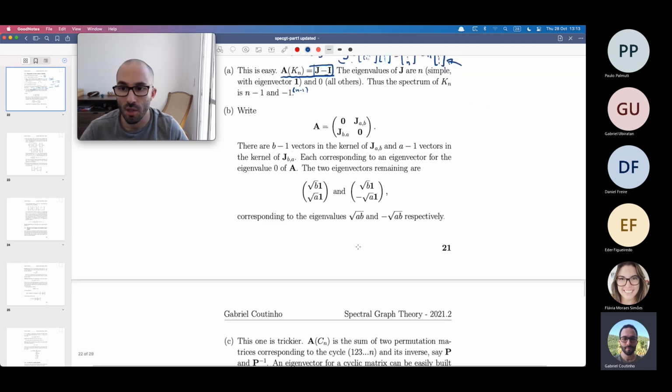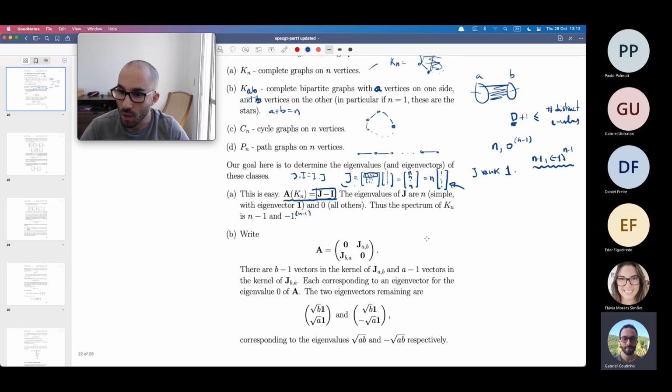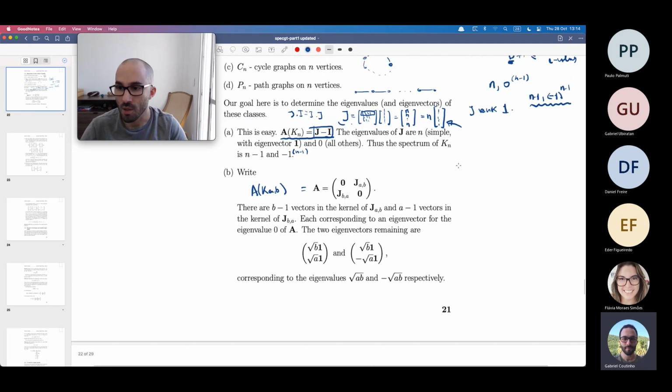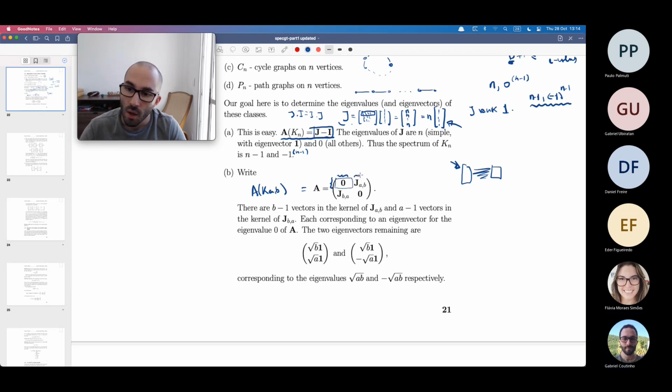Let's move forward. So this is now K_AB. This is the adjacency matrix of the complete bipartite graph, which means that I have A vertices on one side, B vertices on the other, and all the edges between them. So when I write the adjacency matrix, I am assuming that these first rows correspond to all vertices on this side. Therefore, there is no edge between them. So you have a block of zeros. The last rows and last columns correspond to the vertices on this side.